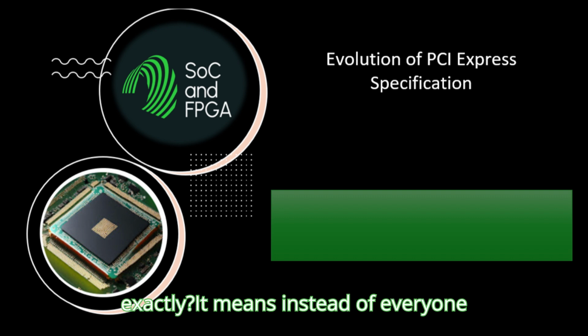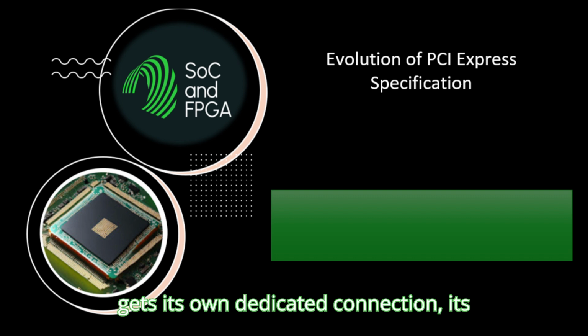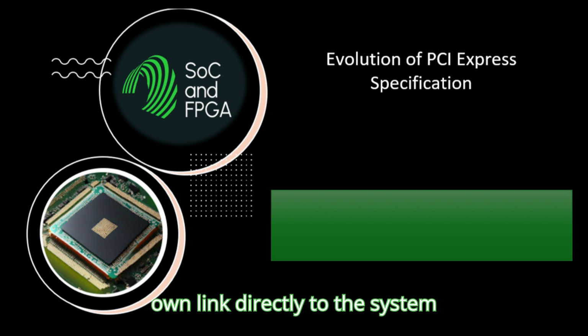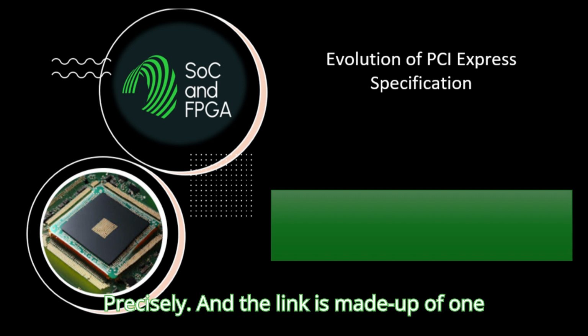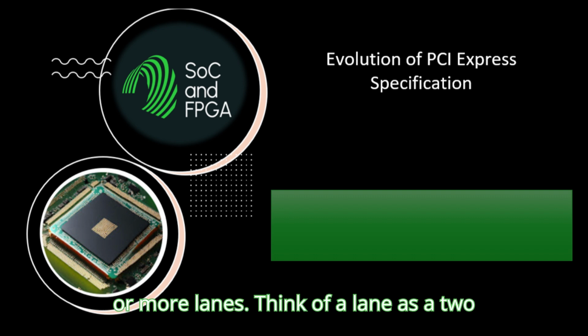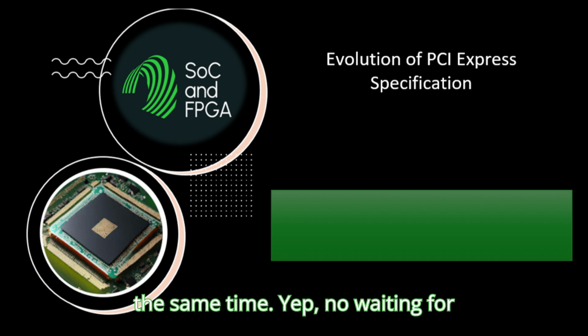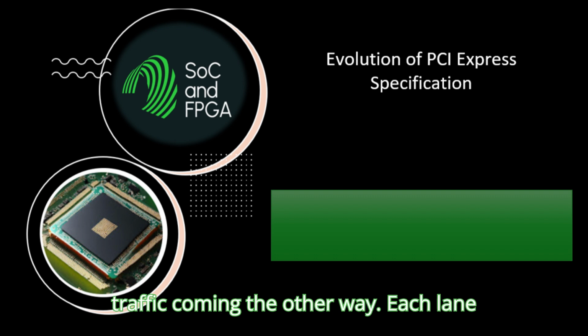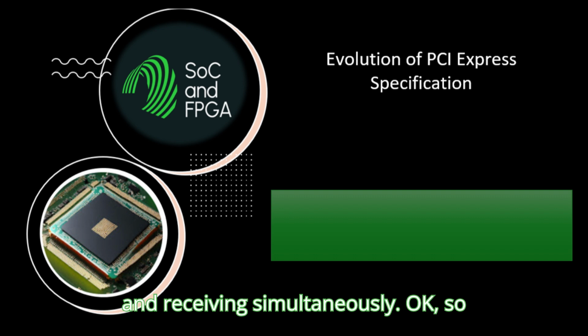It means instead of everyone sharing the same bus, each PCI device gets its own dedicated connection, its own link directly to the system controller or maybe a switch. Like individual tunnels instead of one big road. Precisely. And the link is made up of one or more lanes. Think of a lane as a two-way street for data. It's full duplex. Full duplex meaning data goes both ways at the same time. Yep. No waiting for traffic coming the other way. Each lane is its own independent data pipe, sending and receiving simultaneously.